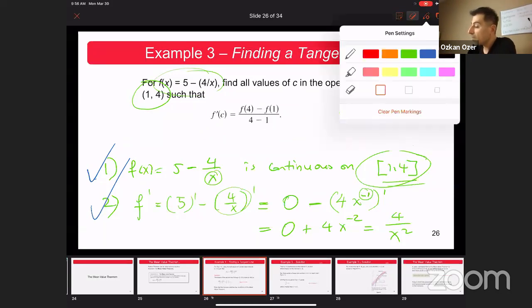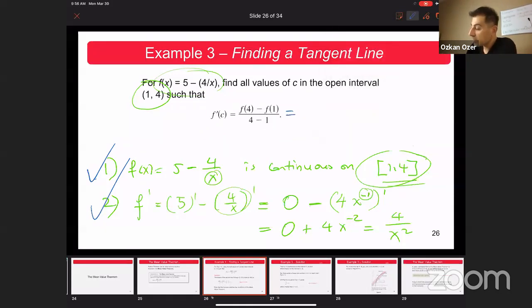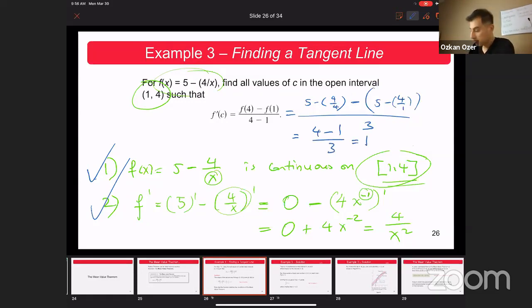There we go. So let's just do this. What is f of 4? Well, f of 4 is 5 minus 4 over 4. And f of 1 is 5 minus 4 over 1, divided by 3. Right? So this is 4, and this is 5 minus 4 over 1. 4 minus 1 over 3, that is 1. Okay?